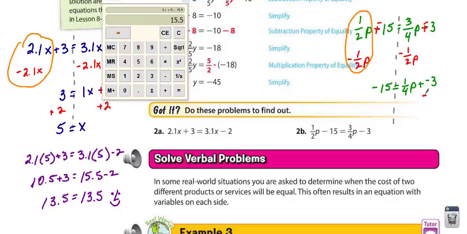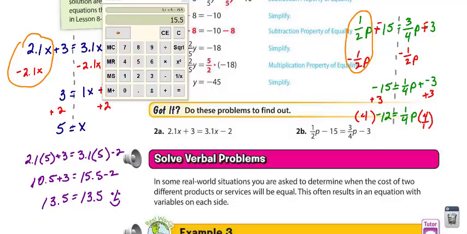I'm going to add a 3 on both sides. When I do that, I have negative 15 plus 3 is negative 12 is equal to 1/4 p. My last step is going to be to multiply by the reciprocal, by 4. Right? Here I'll think of it as 4 over 1.